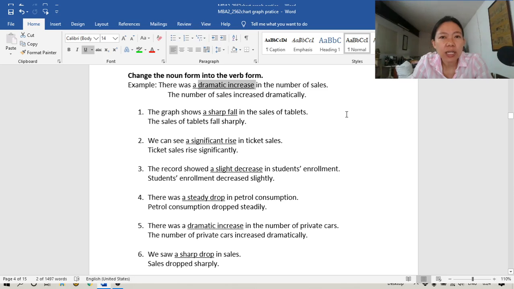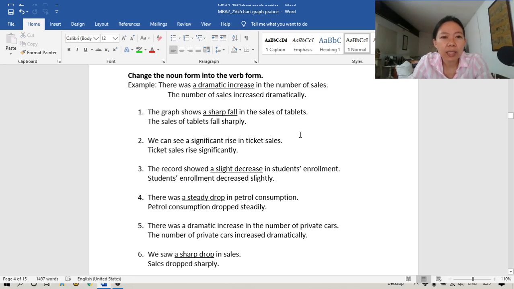So in order to change this into a verb form with subject, verb, and adverb, the easiest way that you can do is to find the subject of the sentence first. So we remove the number of sales here and put it at the beginning of the sentence, and this will act as a subject now. And then we are going to change the noun into a verb form. So the number of sales increase. And then we're going to change the adjective into an adverb. So here we get the number of sales increase dramatically.